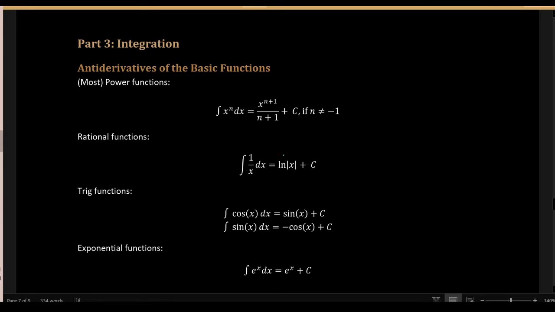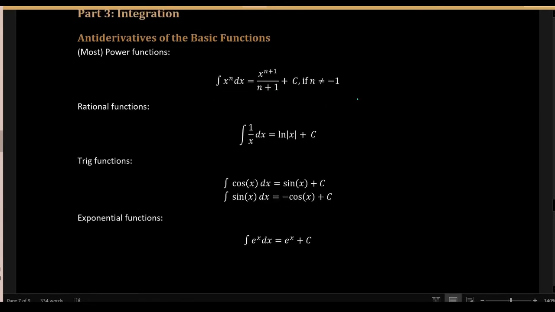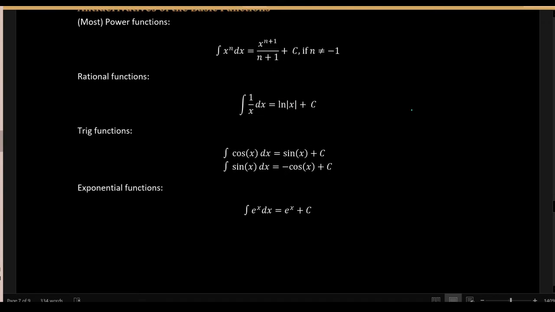Now when it comes to integration, we also have a set of standard formulas. We have the formulas for the antiderivative of most power functions. If you're taking the antiderivative of x to the nth power, where that exponent is anything other than minus 1, then increase the exponent by 1 and then divide by the increased exponent and add this unknown arbitrary coefficient. In the special case that that exponent was -1, then the antiderivative becomes natural log of absolute value of x plus c.